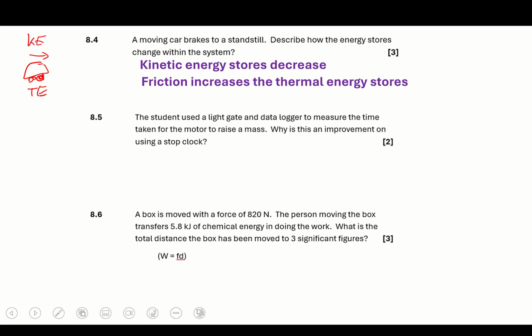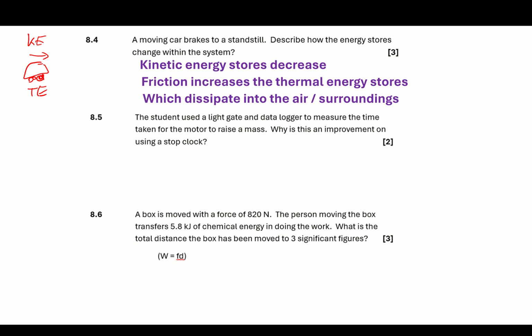Friction increases the thermal energy store. So we've got to get this idea of there's friction in the brakes. Brakes are going to get hot, and therefore the thermal energy store will increase. And then that heat energy will dissipate into the surroundings or into the air.